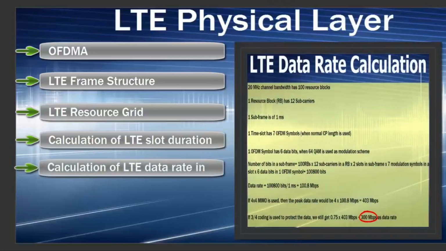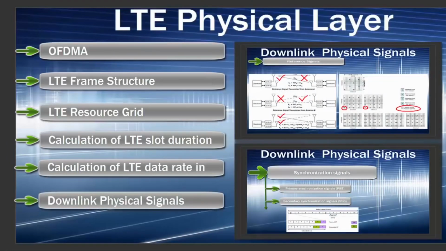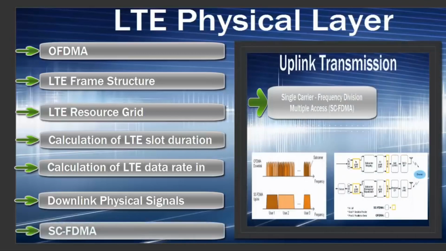We will calculate LTE data rate in downlink. We will study downlink physical signals, their importance, and see how physical signals are arranged in the resource grid. In the end, we will understand SCFDMA for uplink and see how it is different from OFDMA. So, here we go.